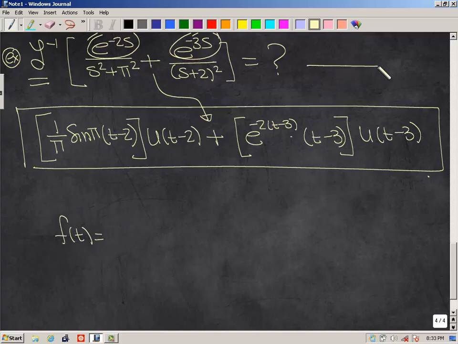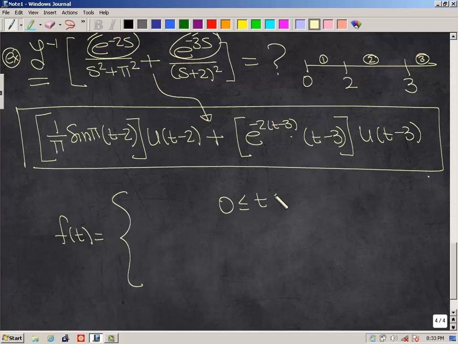If you look at your times, I have 2 and I have 3, and everything starts at 0. So I have one piece, a second piece, and a third piece, so 3 regions. I have 0 less than t less than 2, 2 less than t less than 3, and t greater than 3. Again, the equalities don't matter, as long as you put them in one of these pieces.